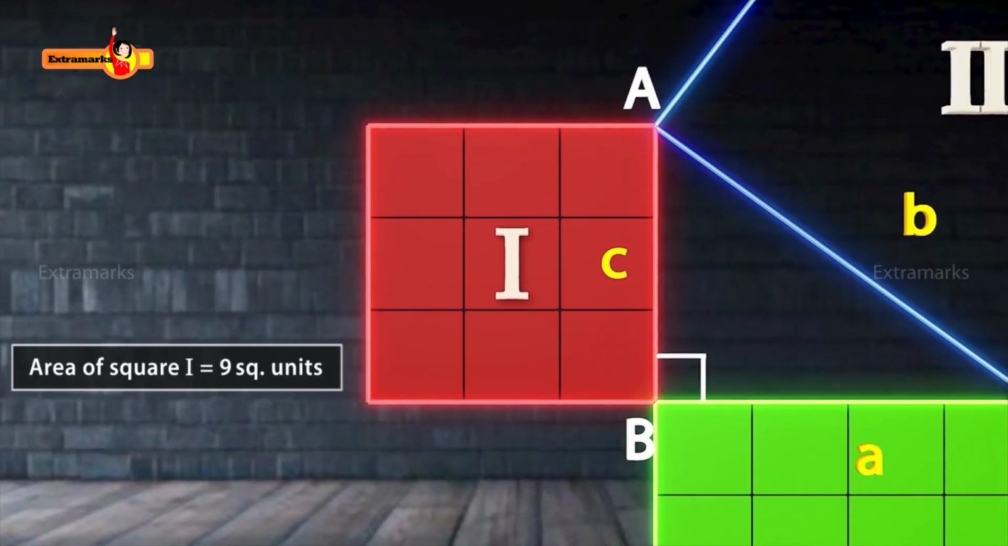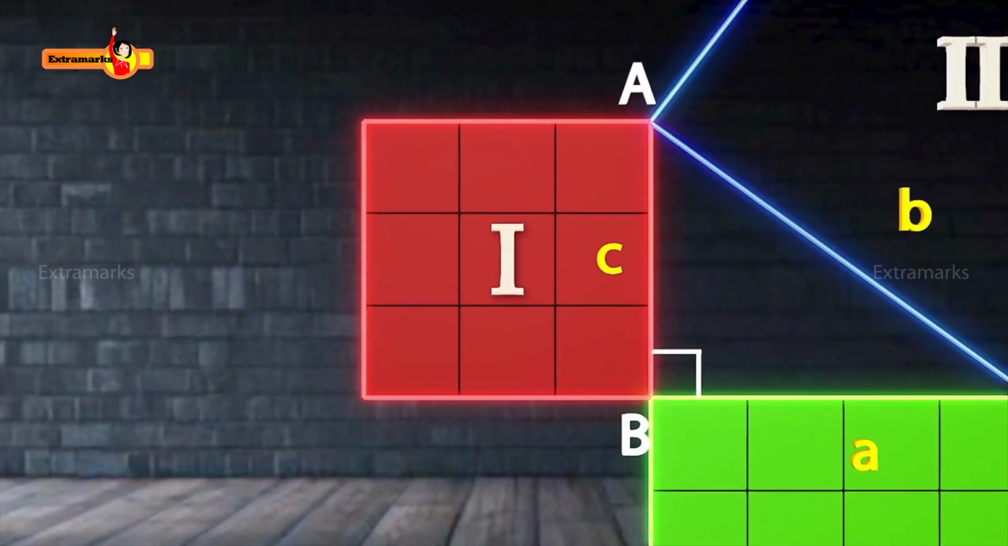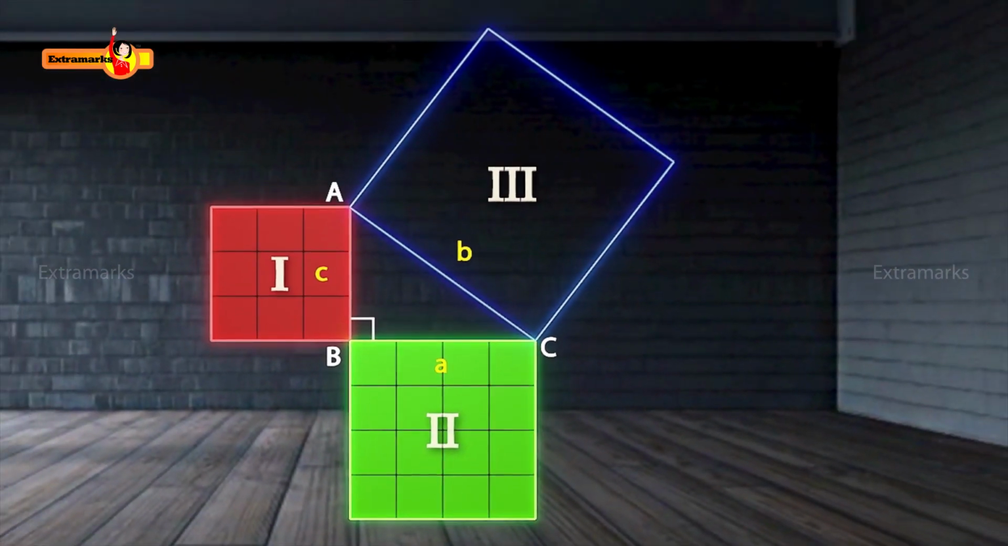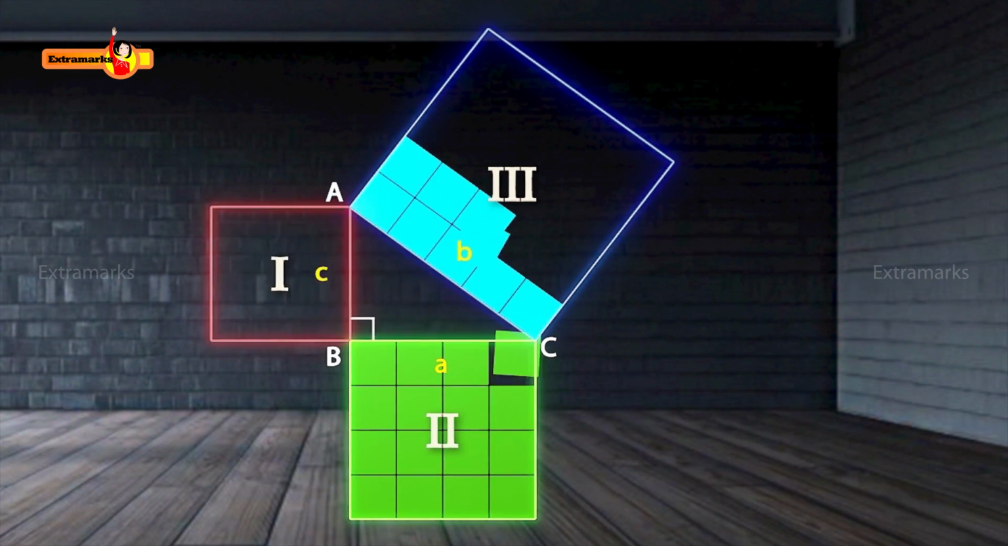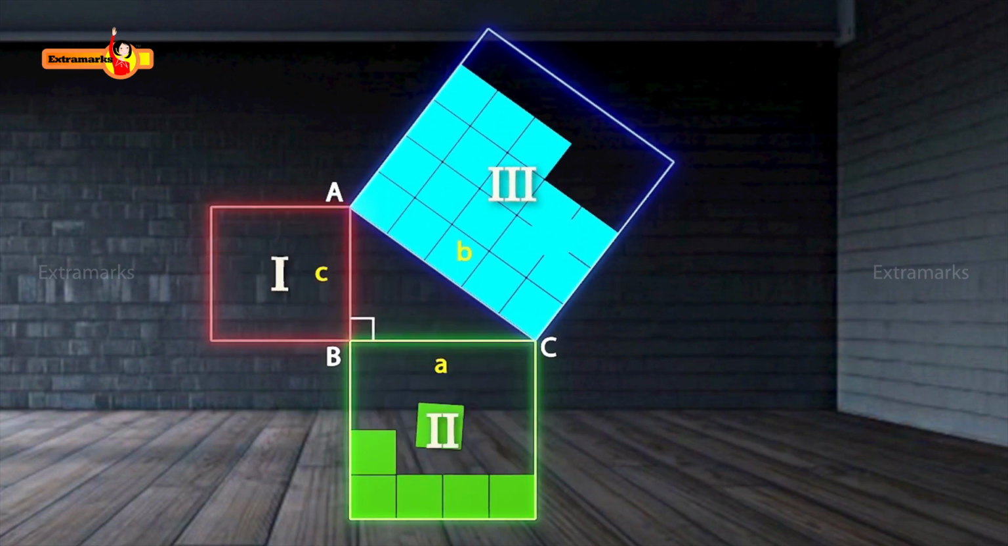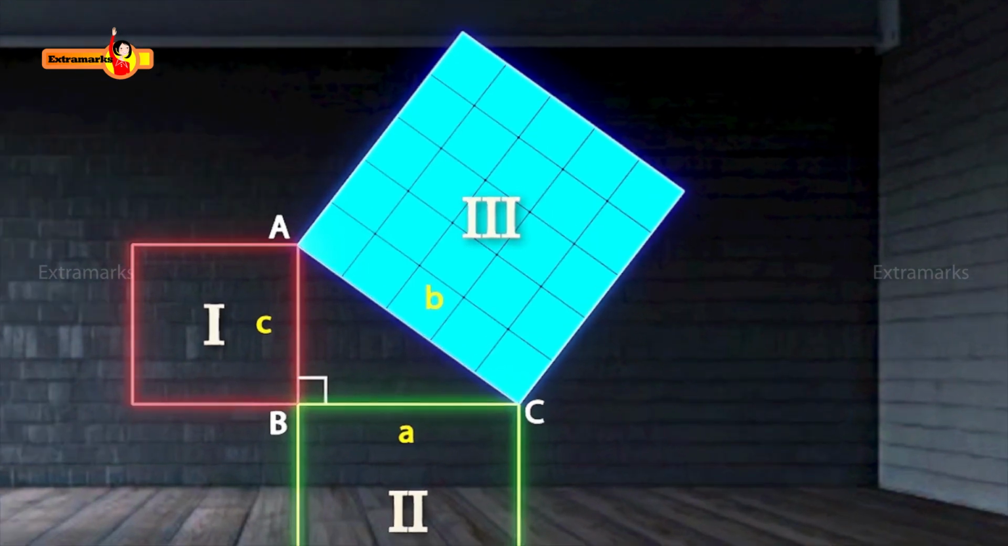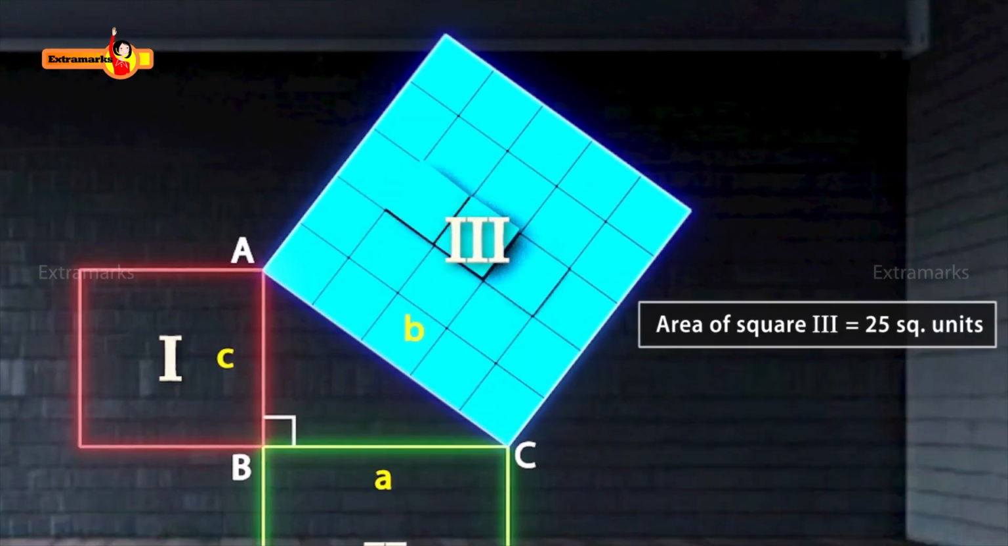Therefore, area of square 1 is 9 square units and area of square 2 is 16 square units. Now, by using these tiles of squares 1 and 2, we will try to cover the space of square 3 on hypotenuse AC. We see that the tiles of both the squares, which are 25 tiles, cover exactly the space of square 3 on hypotenuse AC. Therefore, the area of square 3 is 25 square units.